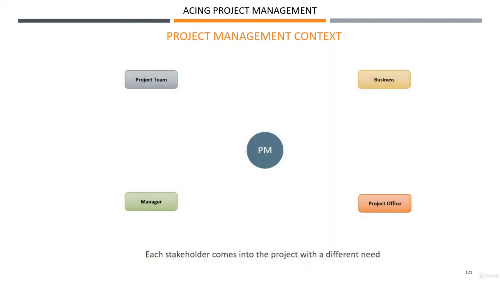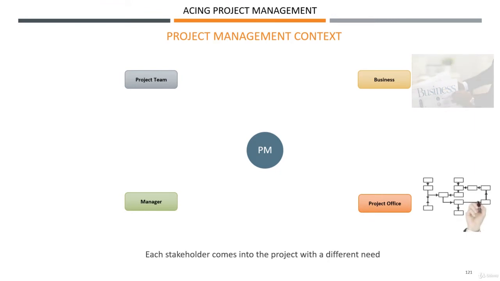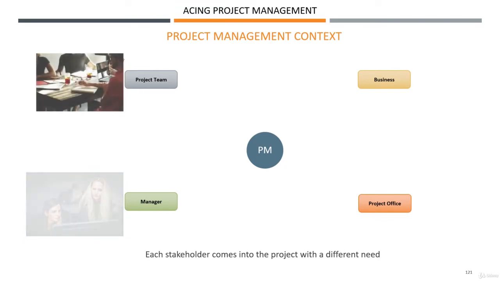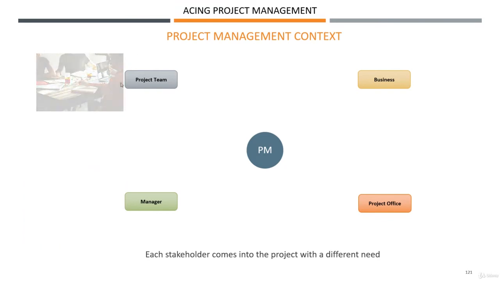I wanted to give you a bit of context initially. Obviously it's not easy to represent the context for all projects, but I'm trying to find the most common type of structure that you could be working in if you are a project manager. So I've brought it up in more or less 4 categories: business, project office, manager, and the project team. Every group is considered a stakeholder of your project, and within each group, each stakeholder comes into your project with a different need.